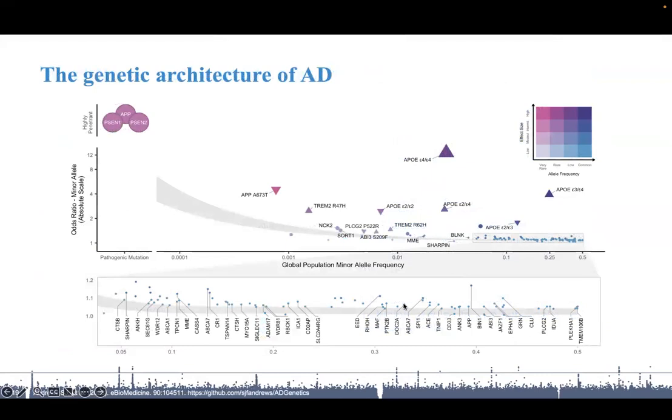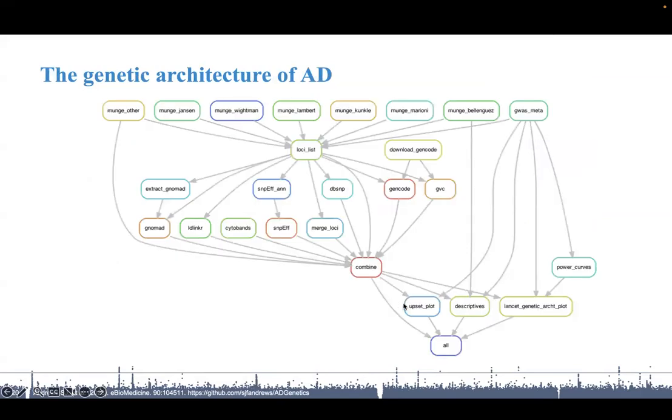So just some examples of how I've used Snakemake. A lot of you have seen this genetic architecture of AD figure, looking at the allele frequency by the effect size across all the major European ancestry GWAS. This was written in Snakemake, and this is the DAG that we have for this.